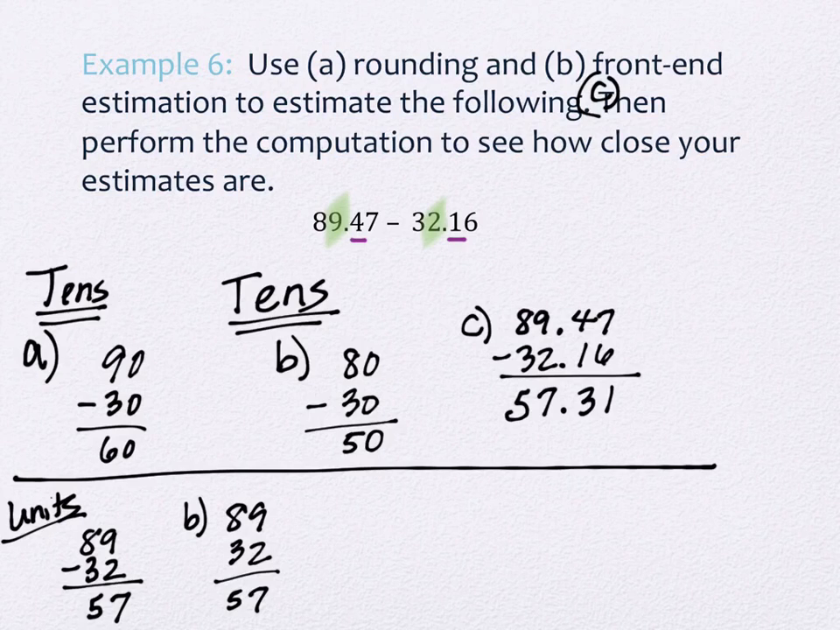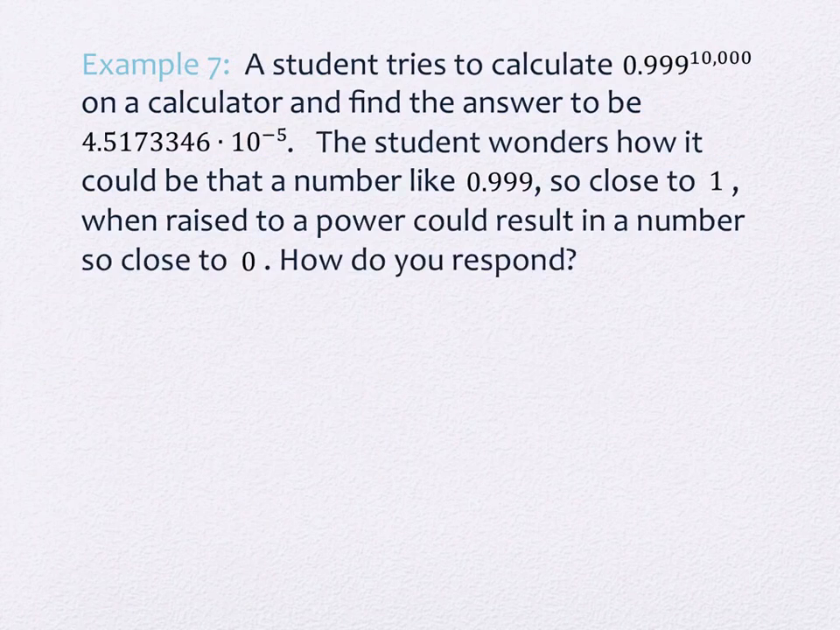All right. Our last example we're just going to talk about, and we'll save it for next time to actually do it. But it's a very interesting kind of problem and question. This is one of those that I think is still in your book in Part C. But a student tries to calculate 0.999, so 999 thousandths, to the 10,000th on a calculator. And he finds the answer to be 4.5173346 times 10 to the negative fifth.